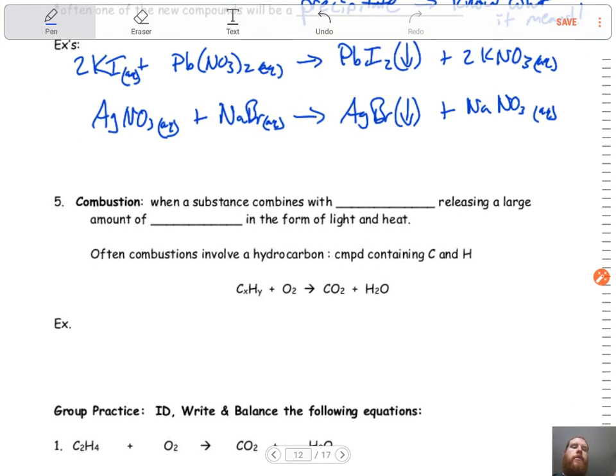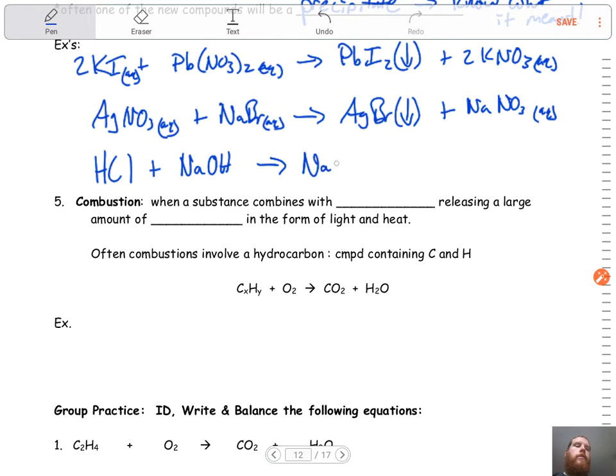And the last example, a reaction you guys will do later on, we do acids and bases. Hydrochloric acid plus sodium hydroxide. It's going to yield sodium chloride plus water. And again, writing it as HOH can make it a little bit easier to balance.